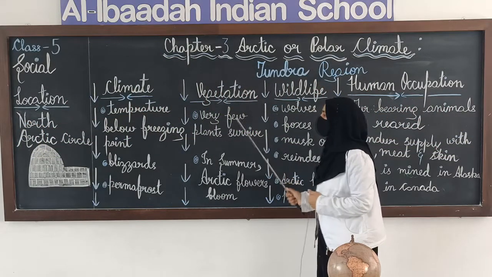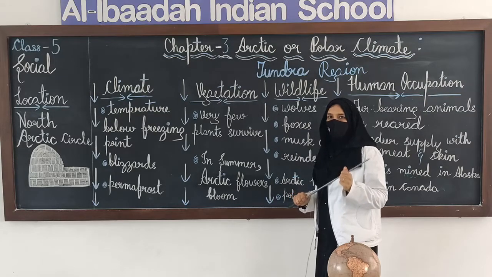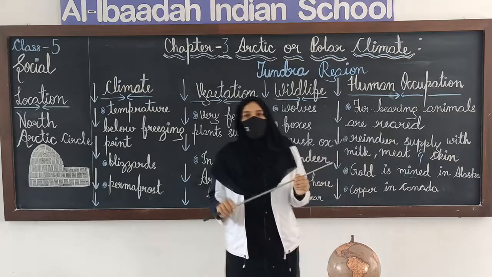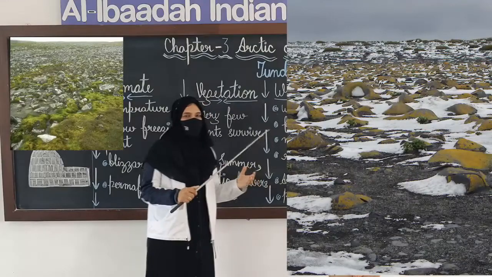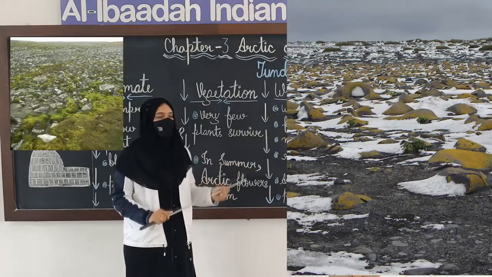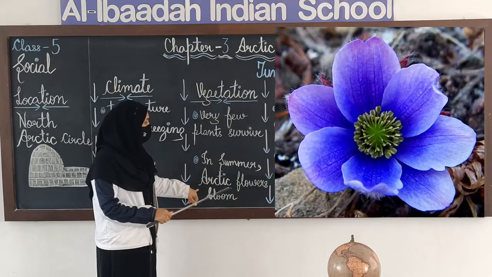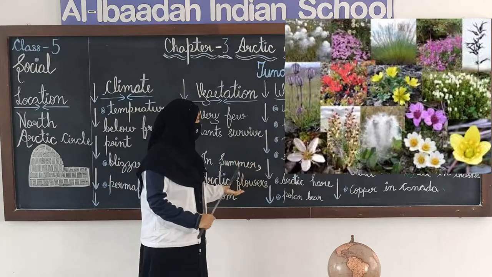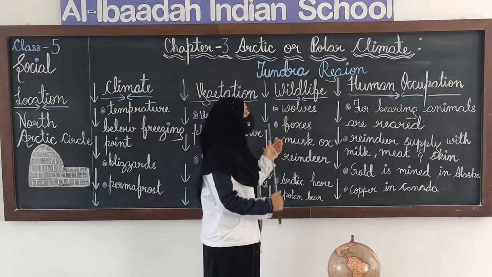Next, vegetation. Vegetation in this extreme climate is tough. So they have only a few plants which survive this tough climate, like mosses, lichens, all those. They have very few selected vegetation there. And in summer we have Arctic flowers blooming there. The flowers which grow there are called Arctic flowers. They are beautiful flowers.